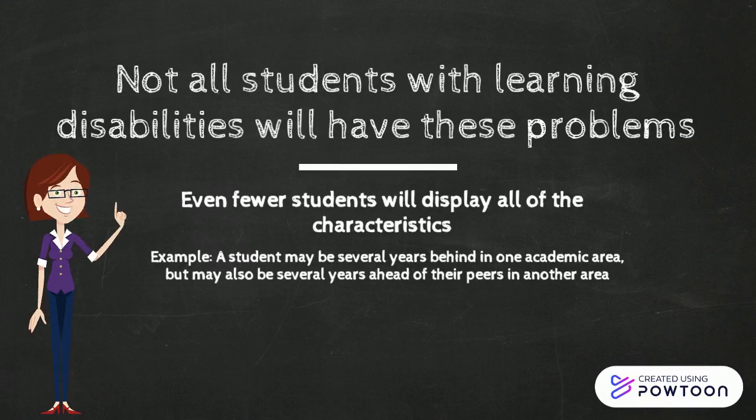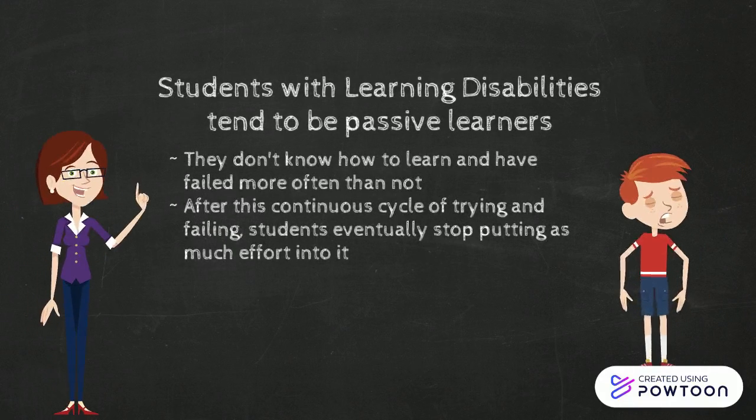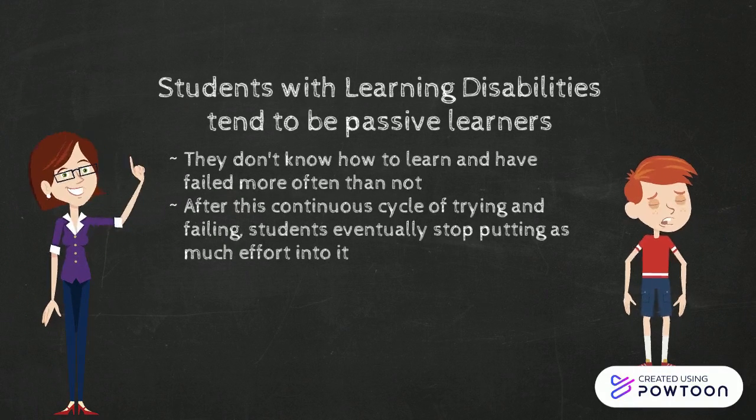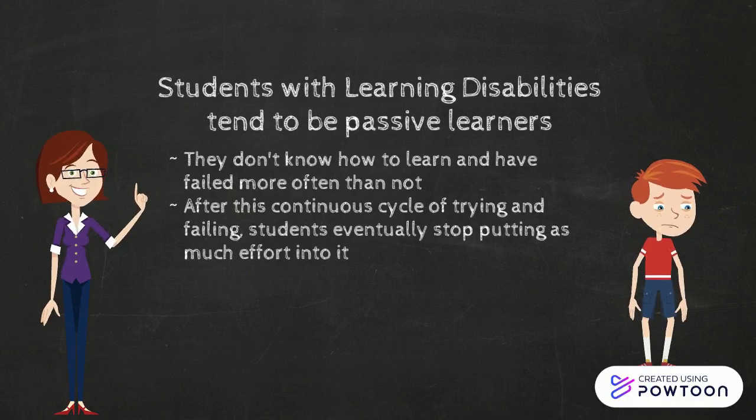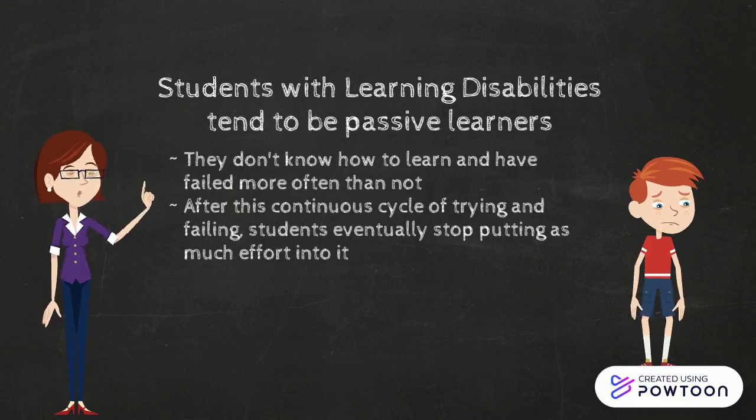For example, a student could be years behind in one academic area, but may also be several years ahead in another. It is important to recognize that students with learning disabilities tend to be passive learners because they don't know how to learn and they have failed more often than not. Being stuck in this continuous cycle of trying and failing, students eventually stop putting as much effort into it.